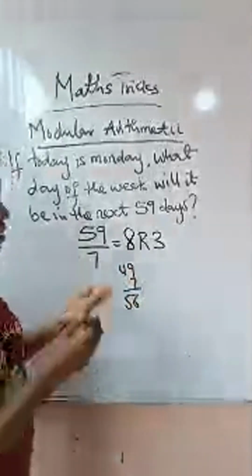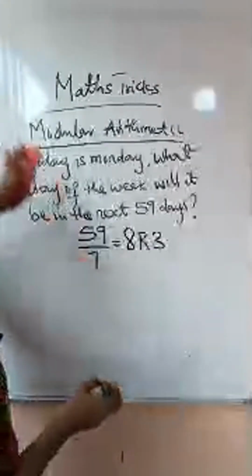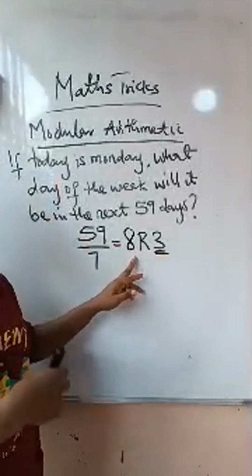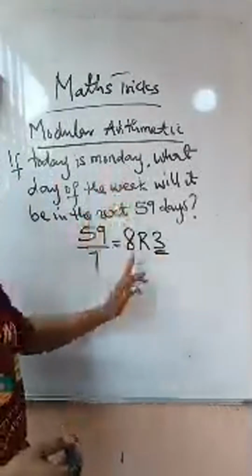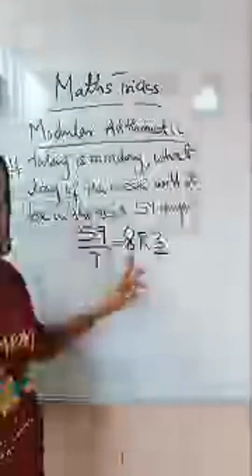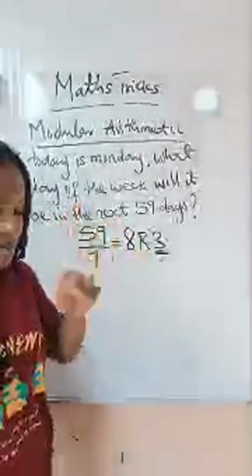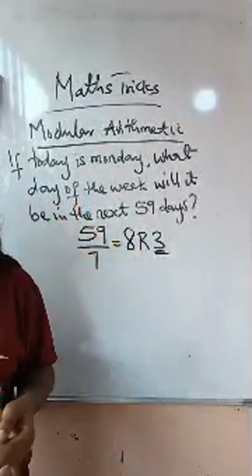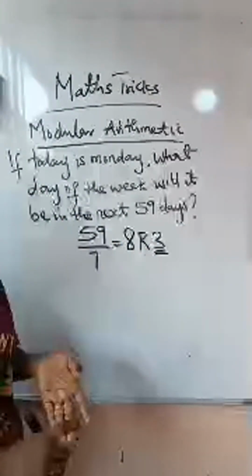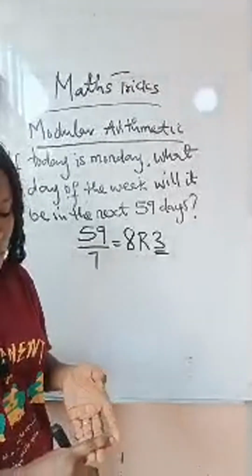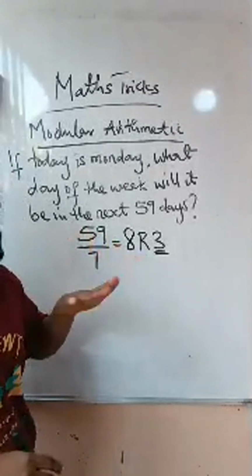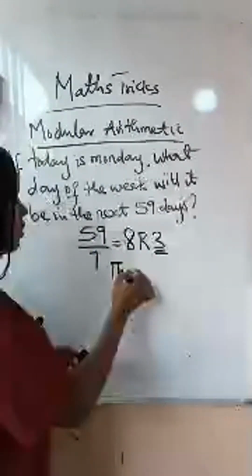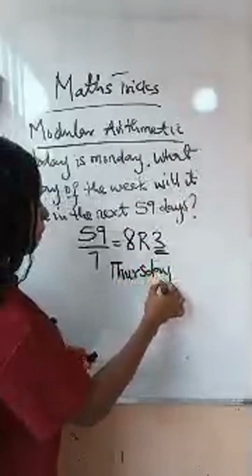Now, what is this for? The remaining number is the most important thing now. These 3 days mean that after we have 8 Mondays from that day, we still have extra 3 days. So we leave the Monday and count Tuesday, Wednesday, Thursday, the remaining 3 days. Monday is there already. Tuesday, Wednesday, Thursday, 3 days. So it has to be Thursday.